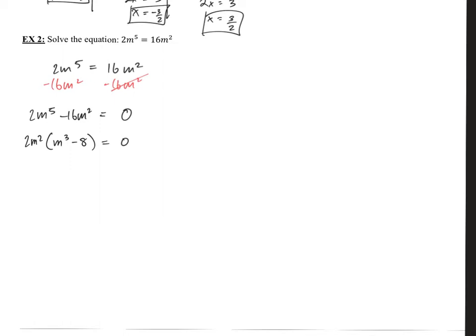I've noticed something. See that minus sign? I'm thinking this could possibly be either the difference of squares or the difference of cubes. Well, that's a cube, so I know it can't be difference of squares. Is 8 a perfect cube? It is. That's going to factor to difference of cubes.